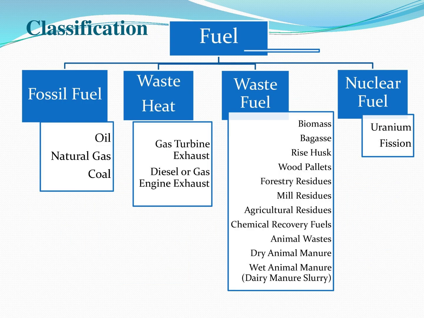Classification of fuel. This chart shows the classification of fuel which are used in boilers. 1. Fossil fuel, like oil, natural gas and coal. 2. Waste heat, like gas turbine exhaust, diesel or gas engines exhaust flue gases. 3. Waste fuel, like biomass, bagasse, rice husk, wood pellets, forestry residues, mill residues, agricultural residues, chemical recovery fuels, animal waste, dry animal manure, wet animal manure, dairy manure, slurry. 4. Nuclear fuel, like uranium and fission.